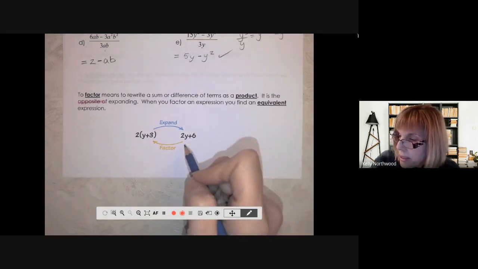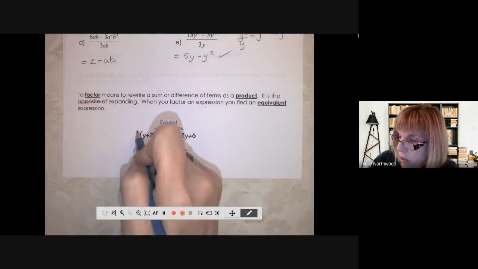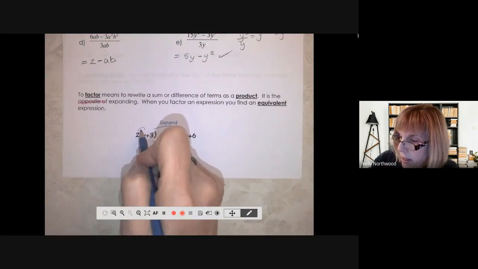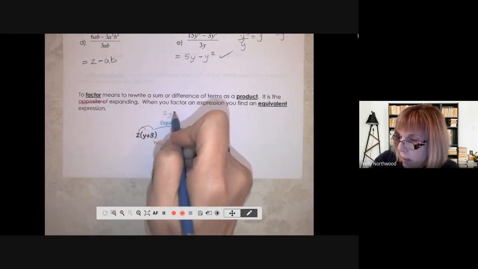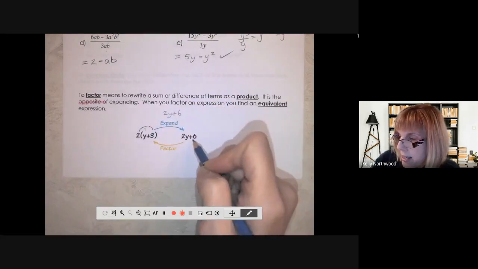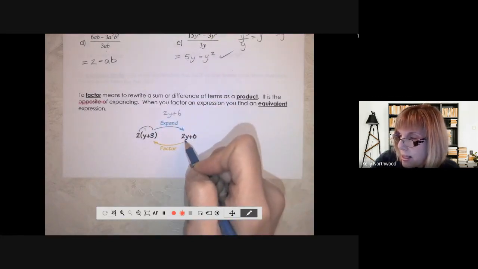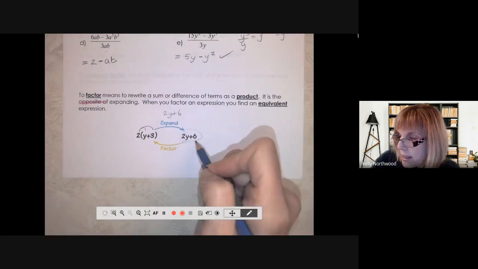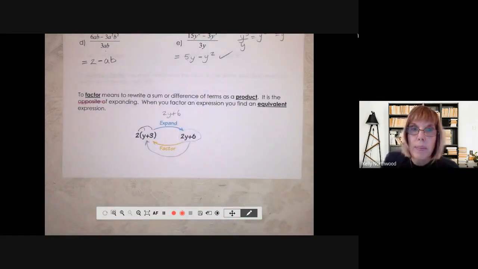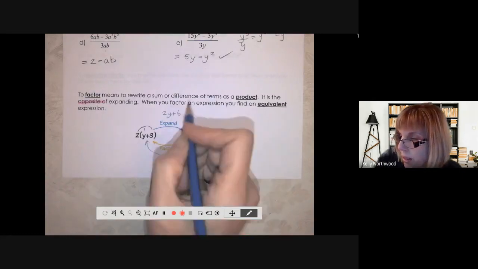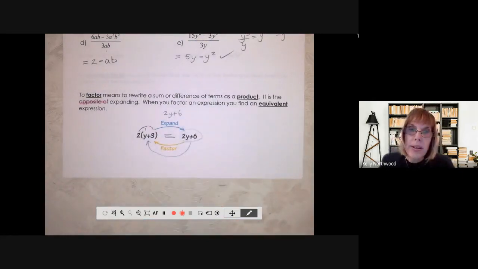So for example, if you expand 2 times y plus 3, you use the distributive property, and you get 2y plus 6 by expanding. What we're going to learn is how to start with 2y plus 6 and factor it to end up with 2 times y plus 3. And we know that these are equal to each other. So expanding and factoring just create equivalent expressions.